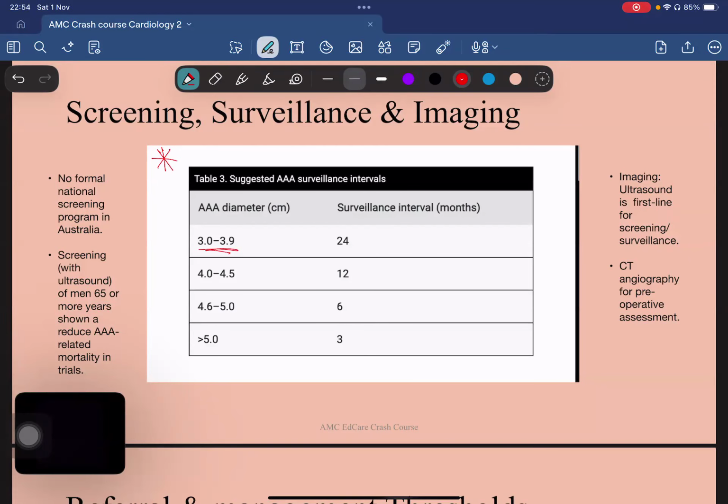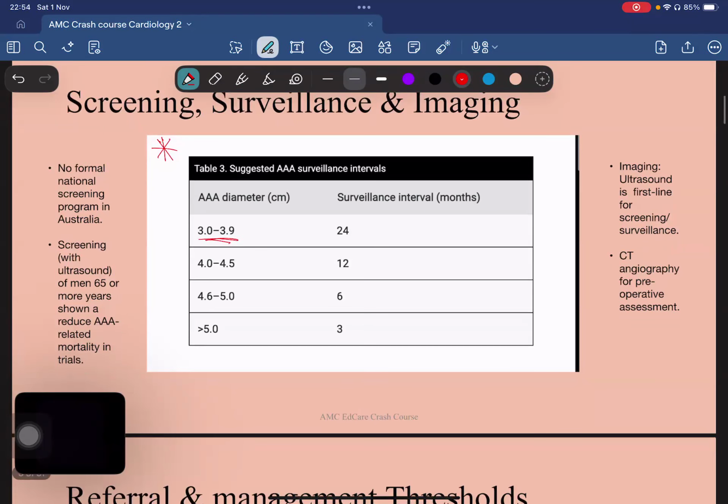So one thing that you should know is that there is no formal national screening program for abdominal aortic aneurysm, but there's ultrasound screening for men 65 years or more. This ultrasound screening of men aged 65 years or more has reduced the aneurysm related mortality. So always know that, this is a very important point.